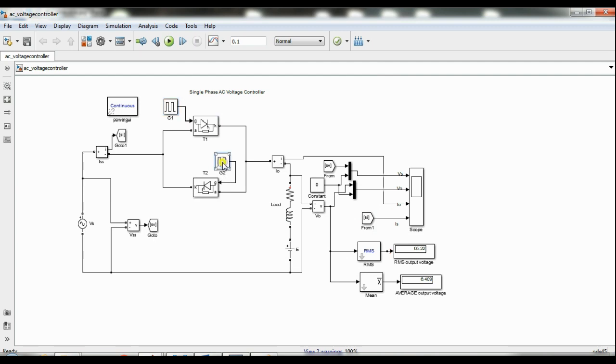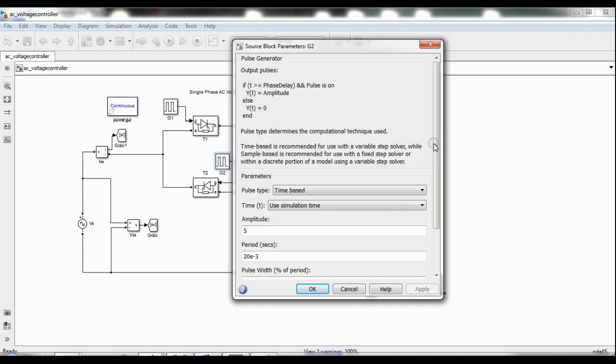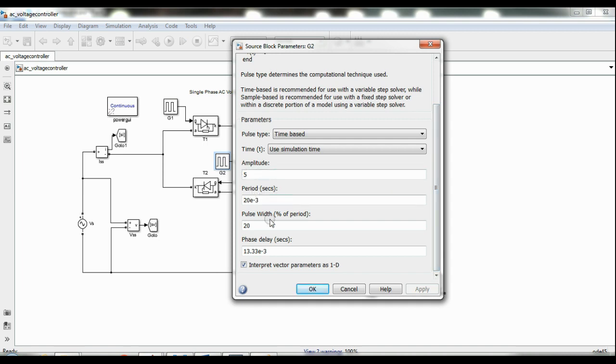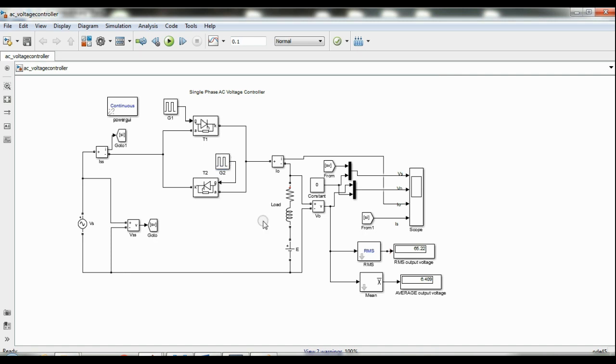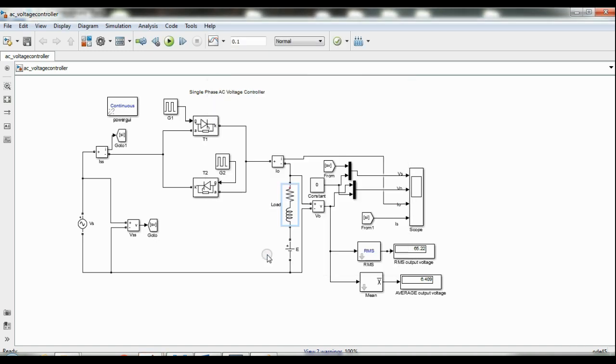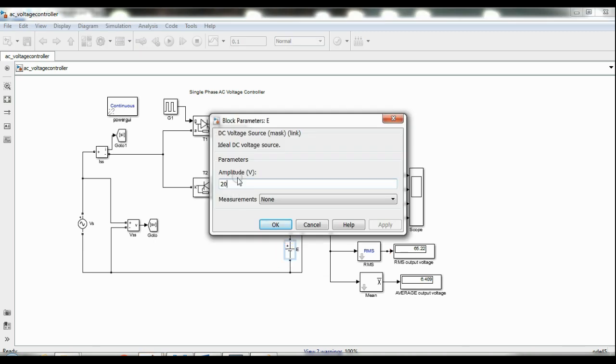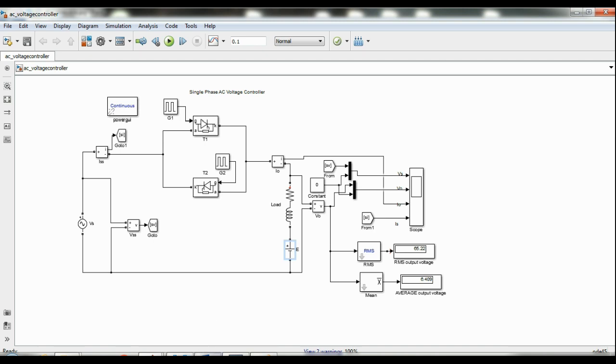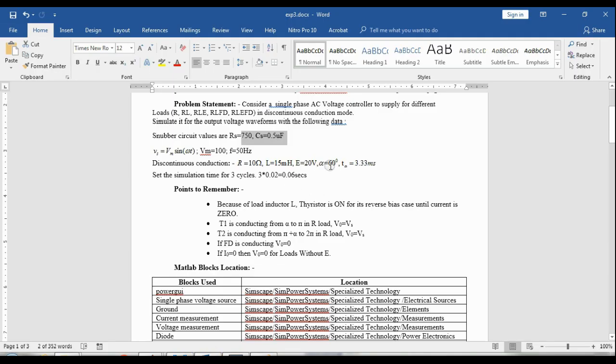That is Z1. If you go to Z2, everything is the same except alpha. Since the period is 20 milliseconds, the delay is half the period plus alpha, that is 10 milliseconds plus 3.33 milliseconds, so it is 13.33 milliseconds. Those are Z1 and Z2. This is to measure the load current. If you go to the load RL, R is 10, L is 15 millihenry. Next, E. For RLE, we are going to take E as some 20 volts. So E is 20.